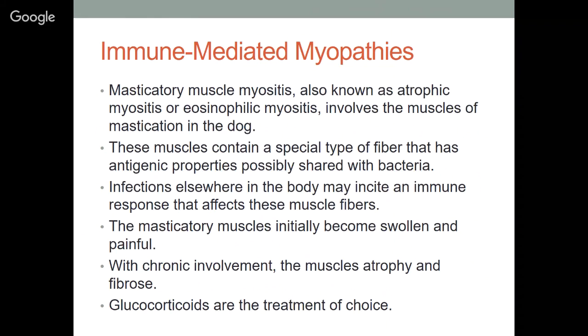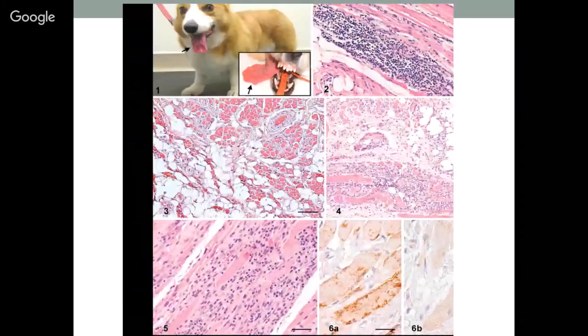It just gets confused. So the masticatory muscles initially become swollen and painful. And if it's happening chronically, those muscles will atrophy and fibrose. These animals will not be able to fully open or close their mouths. So eating is very difficult. Drinking is very difficult. Glucocorticoids are the treatment of choice in this case.